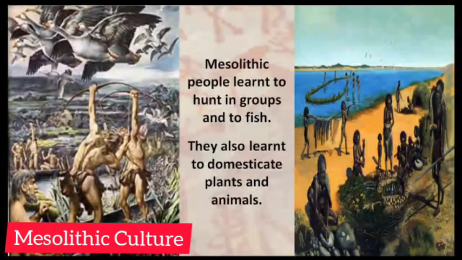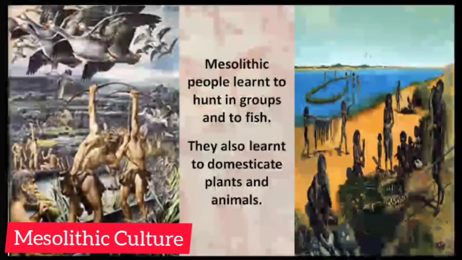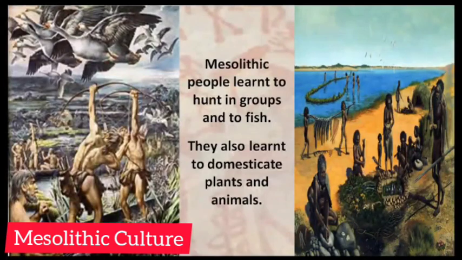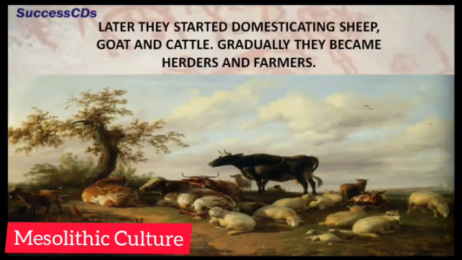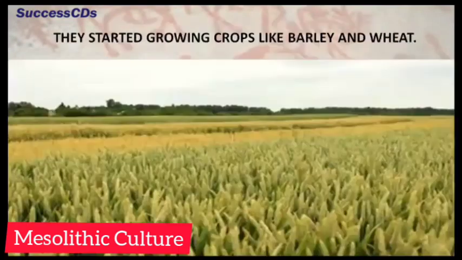Mesolithic people learned to hunt in groups and to fish. They also learned to domesticate plants and animals. Dog was the first animal to be domesticated. Later, they started domesticating sheep, goat, and cattle. Gradually, they became herders and farmers. They started growing crops like barley and wheat.